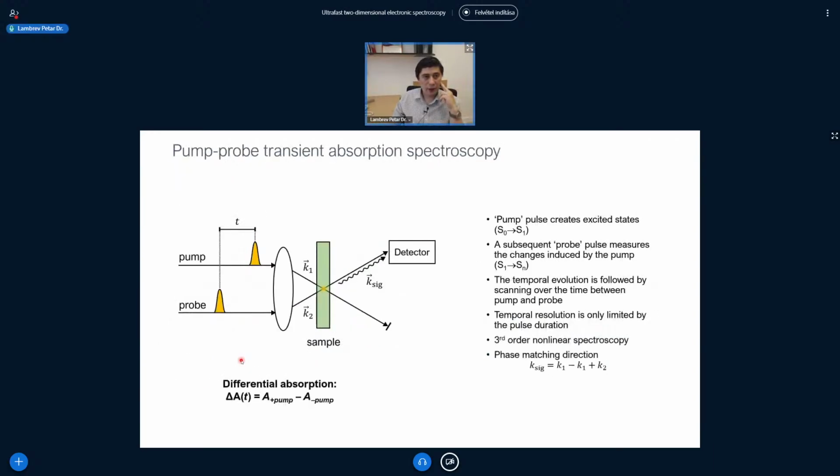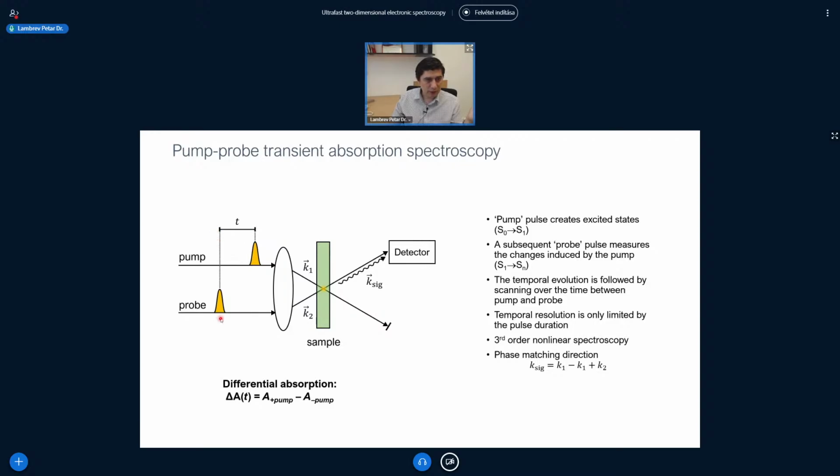All right, so how does it work? Very briefly, well, first we need a laser that can provide ultra-short pulses, and then we focus two pulses on the same spot of the sample. The first pulse that we call pump is the one that creates the excited states. We are not interested in measuring the absorption of this pulse. It's just to condition our system.